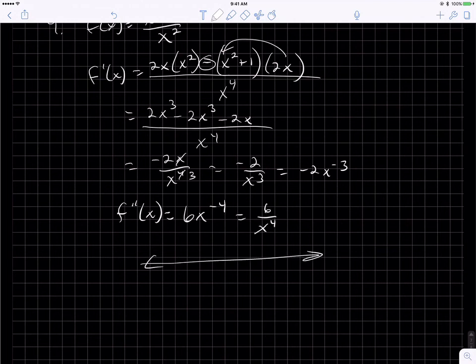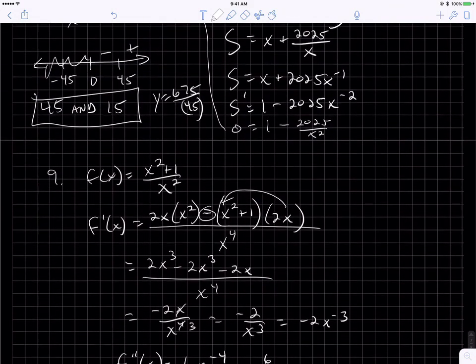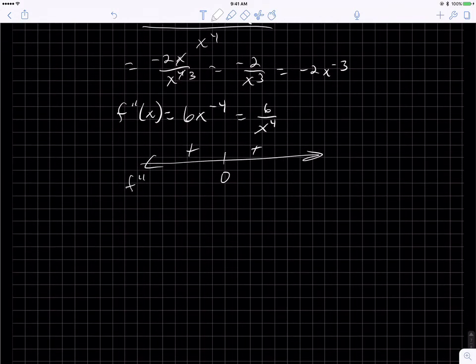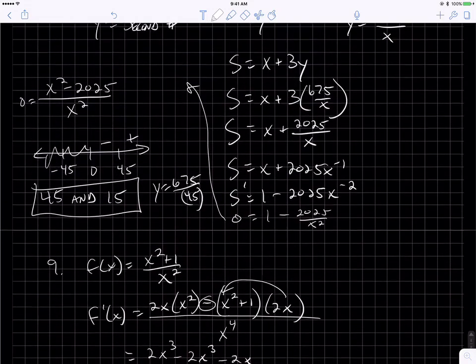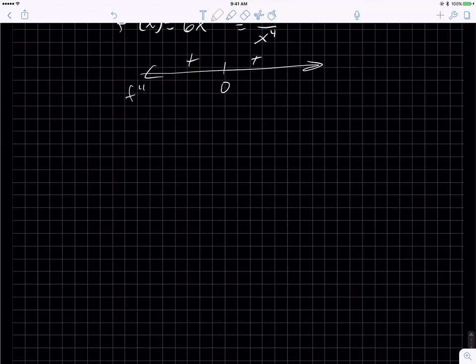The critical number is 0. It's positive because x to the fourth is always positive. So I have, what do they want? The intervals of concavity. So 0 is a vertical asymptote. When I plug it into the original, I get undefined. So f of x is concave up, negative infinity to 0, union 0 to infinity.